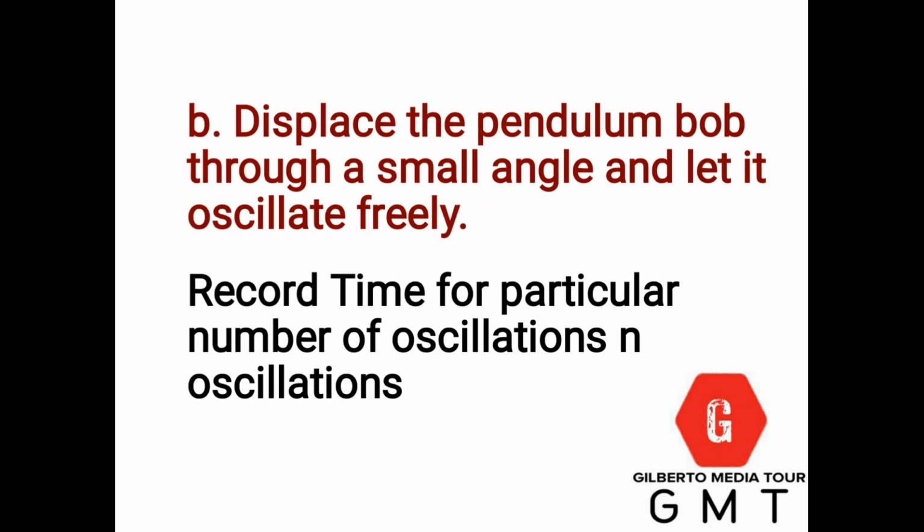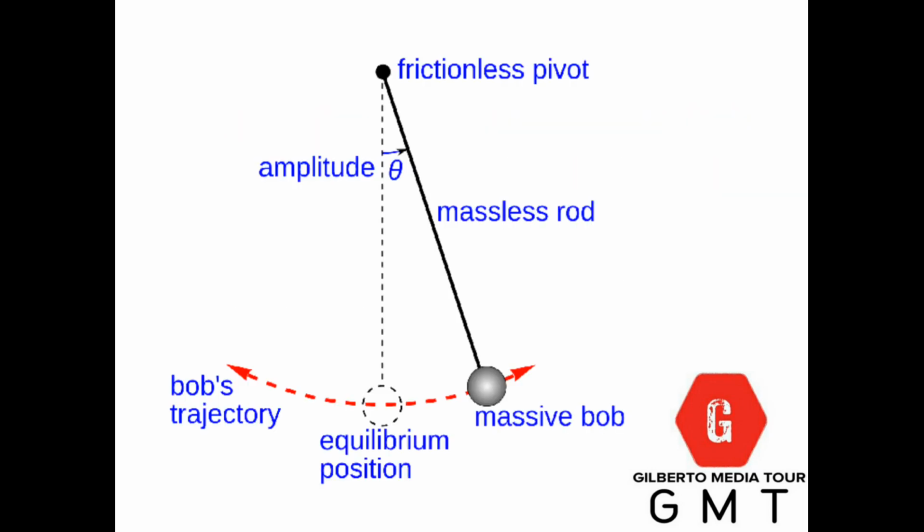Secondly, we need to displace the pendulum bob through a small angle and let it oscillate freely. Remember to record the time for a particular number of oscillations. When you count oscillations, we need to understand how many you are using. Normally, this is the equilibrium position. When we displace by this angle theta, we can put the bob at any particular position, then let it oscillate freely. Then we count the number of oscillations.